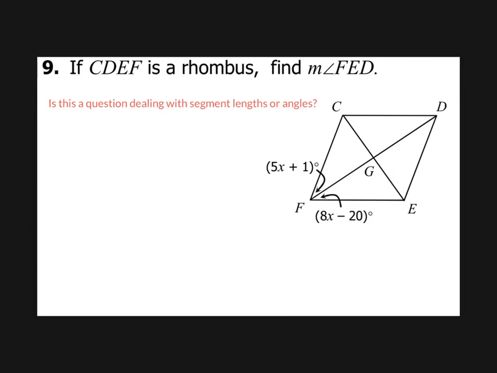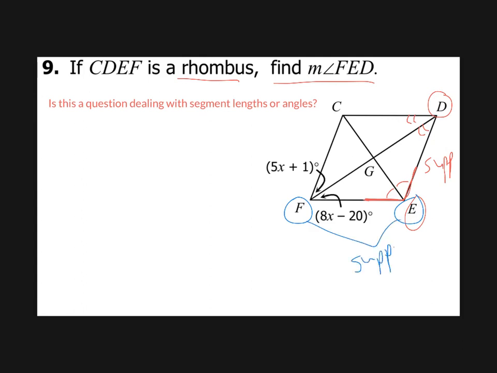And what do we have here? Find the measure of angle FED. FED is right here, right? And this is a rhombus, so I know that this is the same as this. And these guys are the same as themselves. I know that angle D and angle E are supplementary. I know that angle F and angle E are the big angles at those. These are also supplementary. So that'll be helpful in the finding of the measure of angle FED.